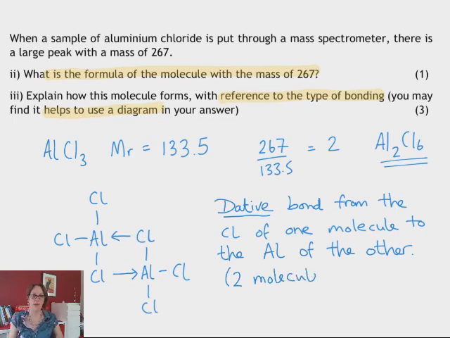but if you've drawn the diagram of the two molecules joined together, that's 2 marks on its own, so you don't really need to write anything extra other than describing the dative bond part. Two molecules joined together is also often known as a dimer, and you will hear that term used in other places, especially in mass spec. There are other molecules that can join together like this.